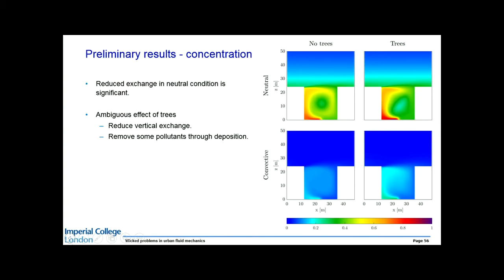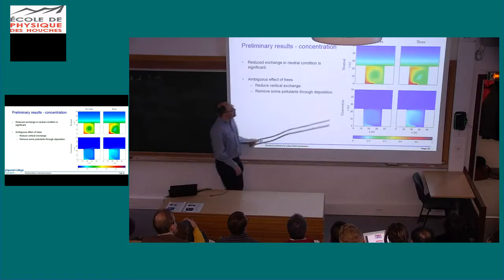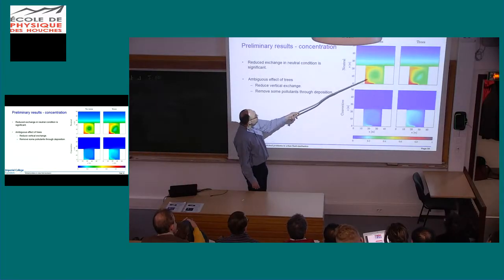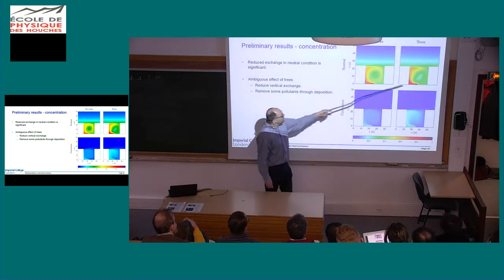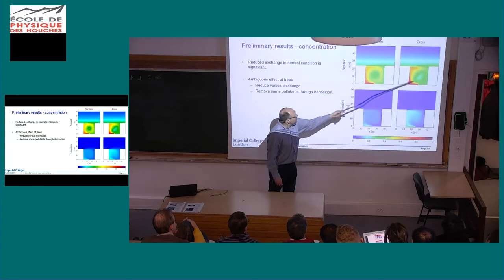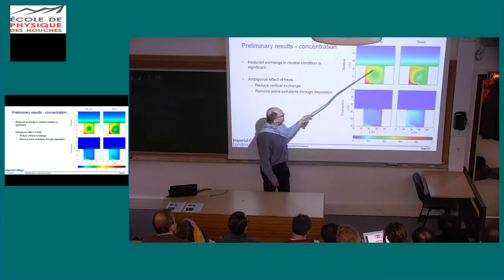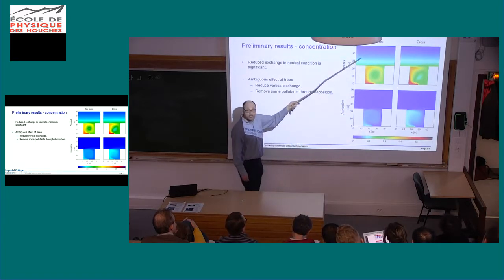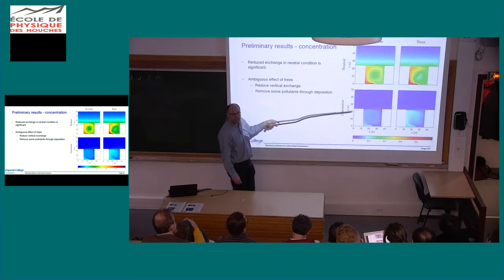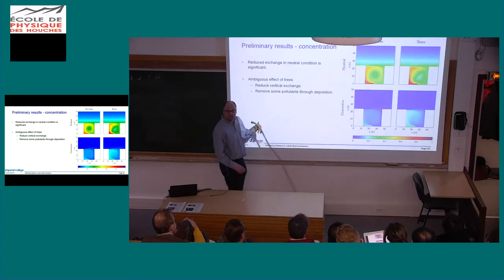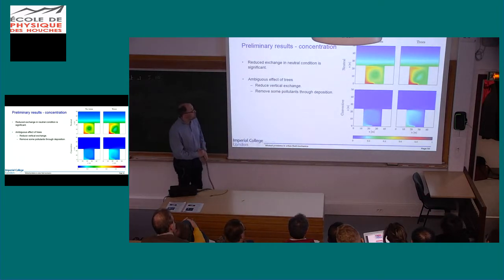So this is what it does for the concentration, right? So this is if you don't have trees, and this is if you do have trees. So you see there's not too much of a difference between this, but there is a huge difference between whether you have a neutral state or a convective state. So I feel this is a really important thing to start looking at, particularly if you are interested in air quality. Convection matters a lot.